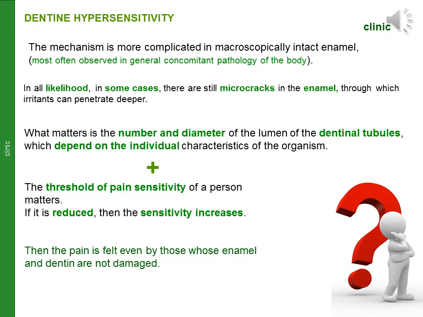The mechanism is more complicated in microscopically intact enamel, most often observed in general concomitant pathology of the body. In all likelihood, in some cases there are still microcracks in the enamel, through which irritants can penetrate deeper. What matters is the number and diameter of the lumen of the dental tubulus, which depend on the individual characteristics of the organism, plus the threshold of pain sensitivity of a person. If it is reduced, then the sensitivity is increased. Then the pain is felt even by those whose enamel and dentin are not damaged.